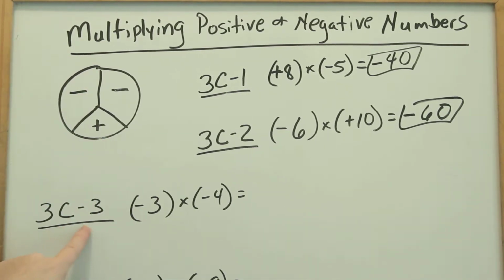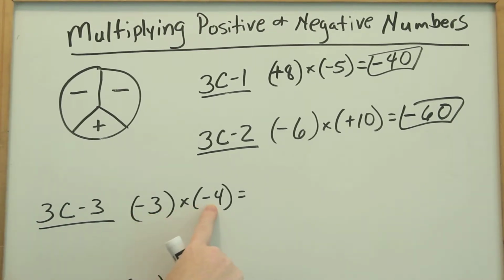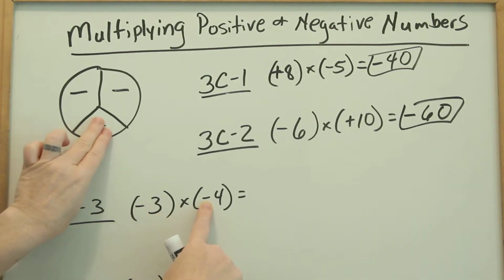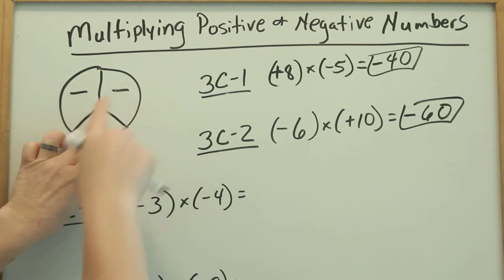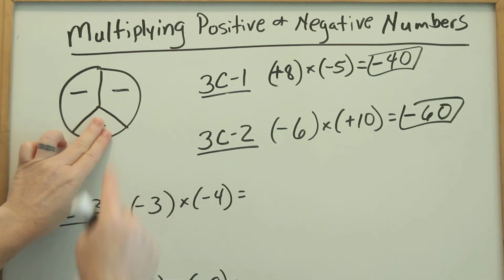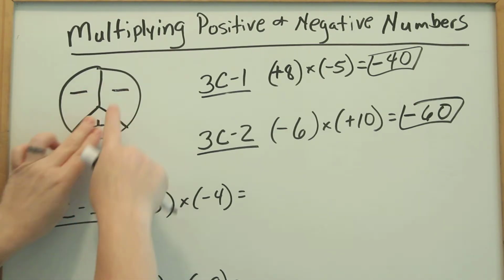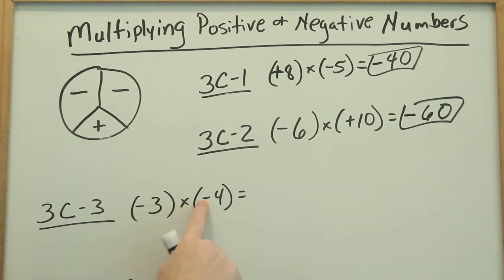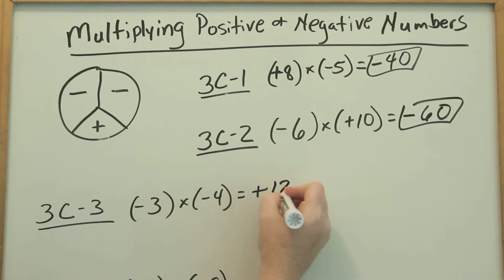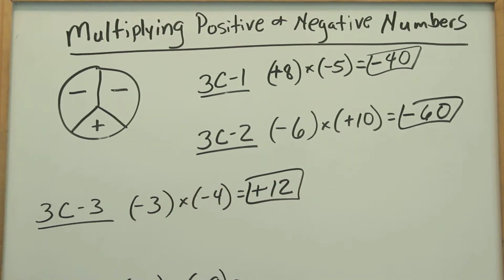Okay, let's look at 3C number 3. A negative 3 times a negative 4. Let's first look at what the sign's going to be. A negative times a negative. This is where I say only in math do two wrongs make a right. Cover up what you don't need. You have a negative times a negative. The answer is what's under your finger, which is a positive. A negative times a negative is a positive number. 3 times 4 is 12. So here your answer is positive 12.